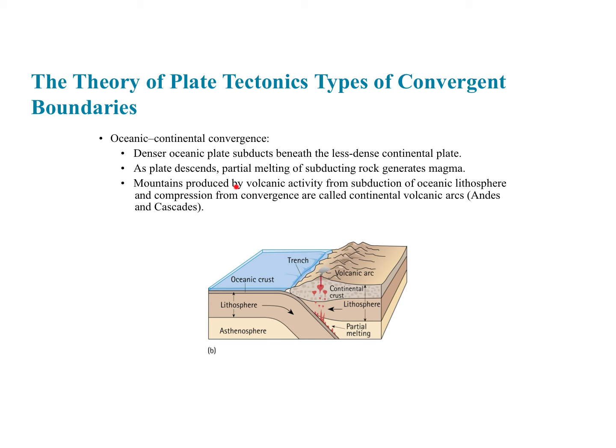This tends to produce mountain ranges by means of volcanic activity from the subduction of the oceanic lithosphere, and compression from convergence. These are called continental volcanic arcs. The Andes and the Cascades are examples.